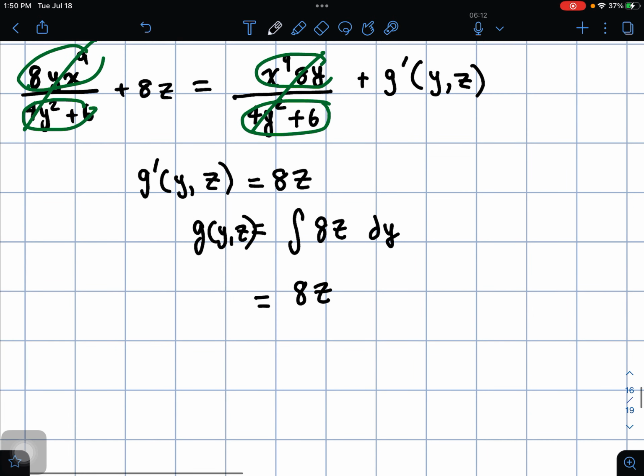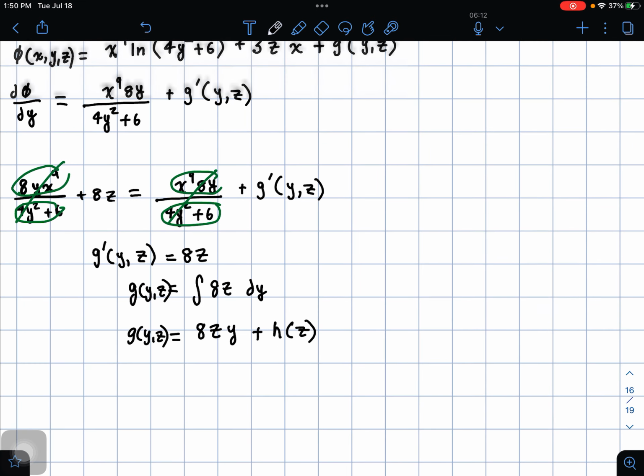Earlier I got stuck at this point, but I think I know now. So yeah, it's 8zy, right? And again, this is an integral, so we need some constant. Now we have some constant again, but this constant is going to be with respect to z, sorry, not x. So this thing right here, that's our g at y comma z.